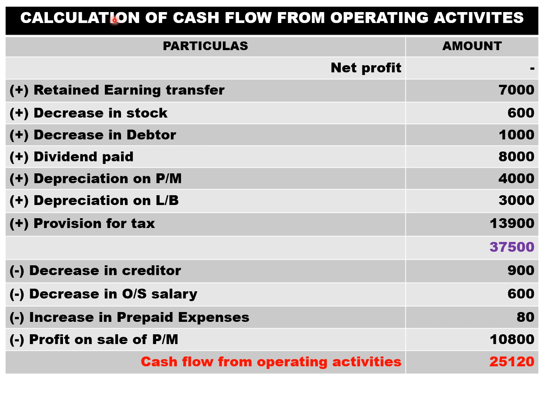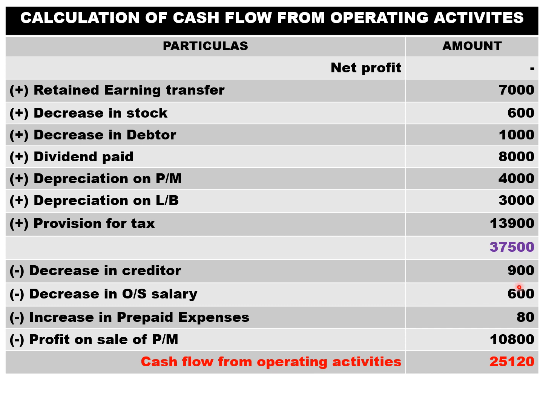So this is the calculation of cash flow from operating activity. Net profit not given in the question, dash. Add retained earning transfer 7,000, decrease in stock 600, decrease in debtor 1,000, dividends paid 8,000. Because it's given in adjustment, you pay dividend out of profit. It's a non-operating expense, so add here and deduct in finance activity. Add depreciation on plant and machinery, which we found in the accumulated depreciation on plant account. Then accumulated depreciation on land and building 3,000. Then add provision for tax, you get net answer 37,500.